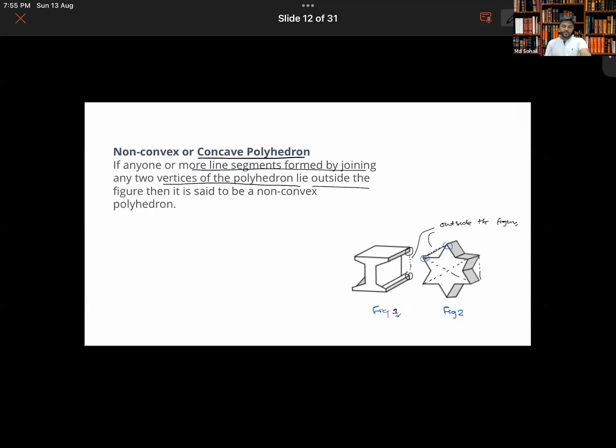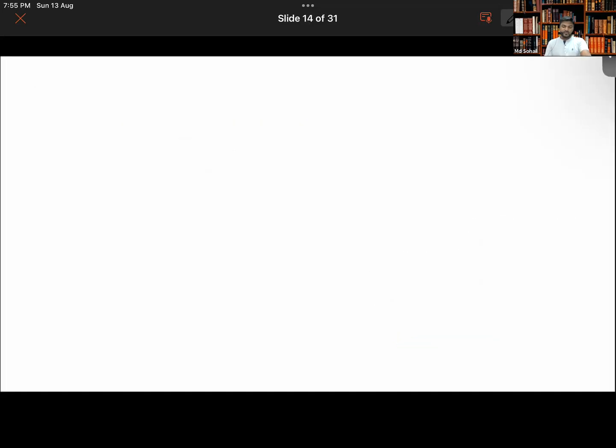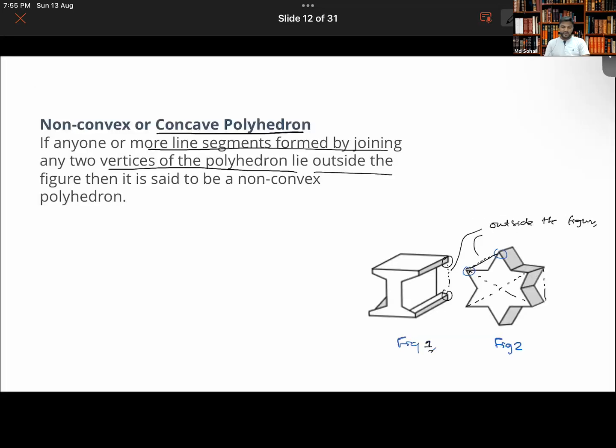Now, that is it about the solid shapes. Further, we have classified the solid shapes here, and we are going to study each and every solid shape in detail. So now let's start our discussion from the solid cuboid.